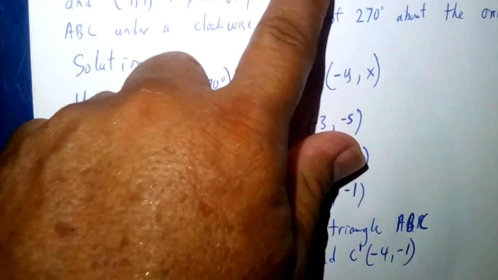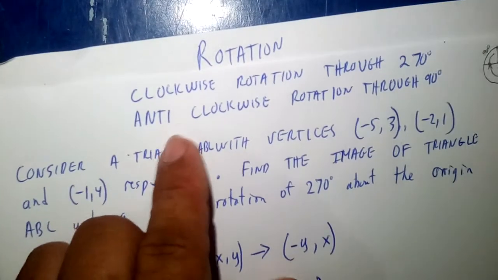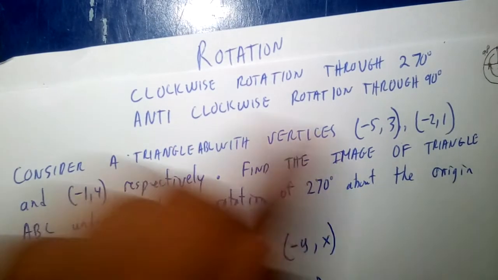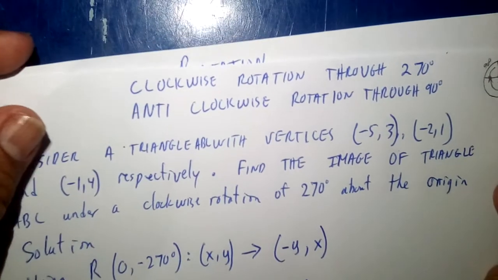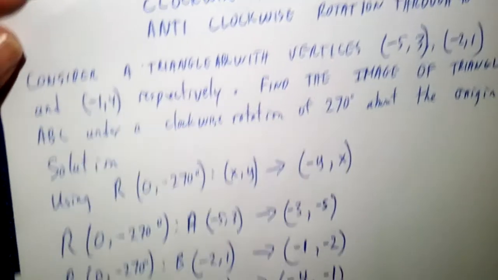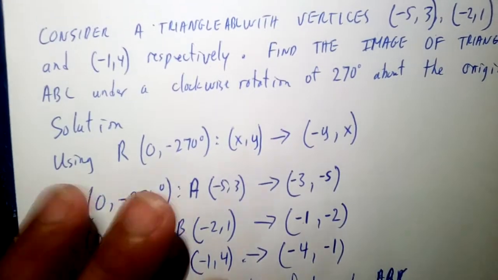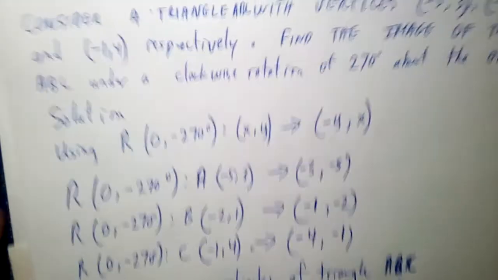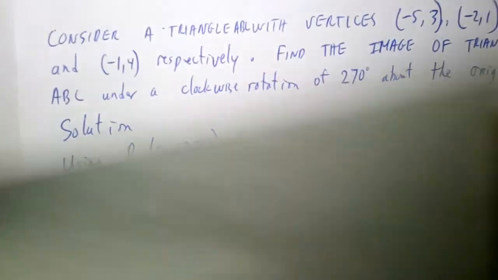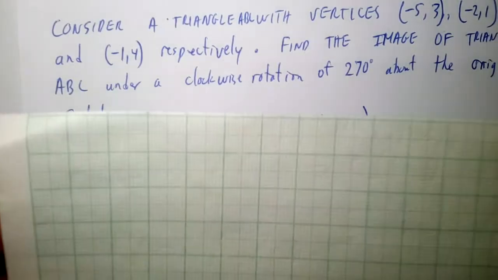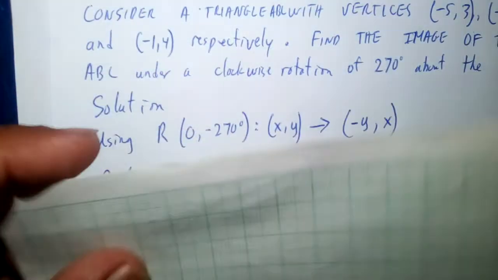So clockwise rotation through 270 degrees is also the same thing as to say anti-clockwise rotation through 90 degrees, because this is what this means. So let's do this on a graph paper, and you need to keep this in mind. All right, so let me take the same graph paper here as before, because you can use it at the back, there's nothing wrong with it.